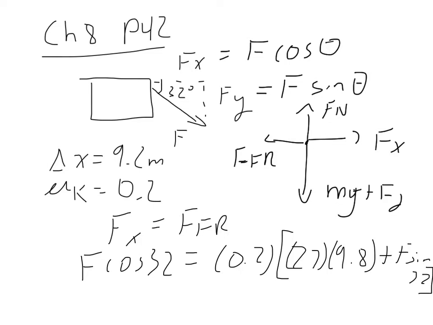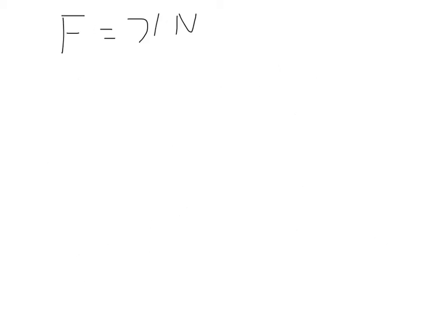And now we're going to solve this for the force. So we have Fx is equal to the force of friction, F cosine of 32 is equal to 0.2 coefficient of friction, multiplied by the mass times the gravity constant, 27 times 9.8, plus the F sine of theta because he is pushing down. After all that math, you should get a force equal to 71 newtons, which means that the x component of the force, Fx, is equal to 71 multiplied by the cosine of 32.